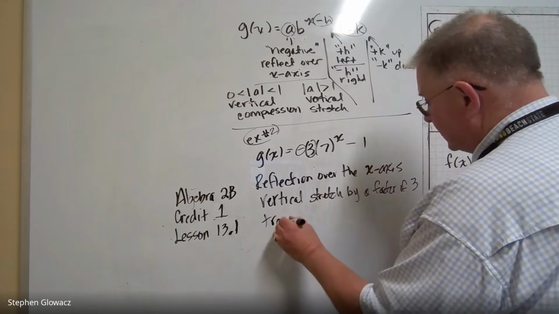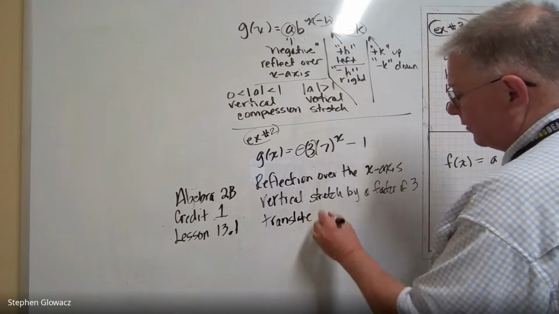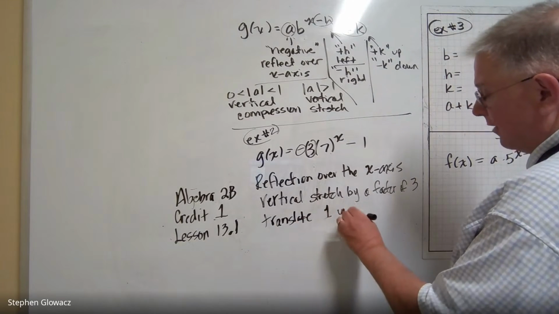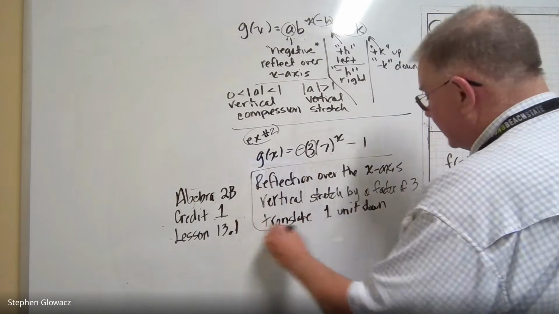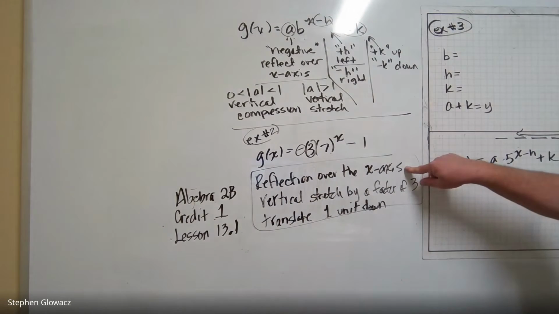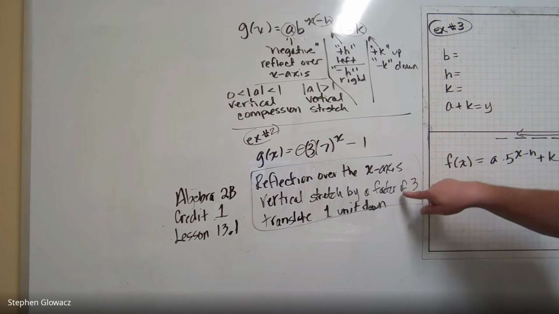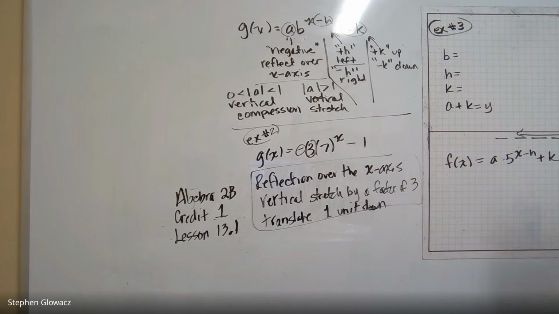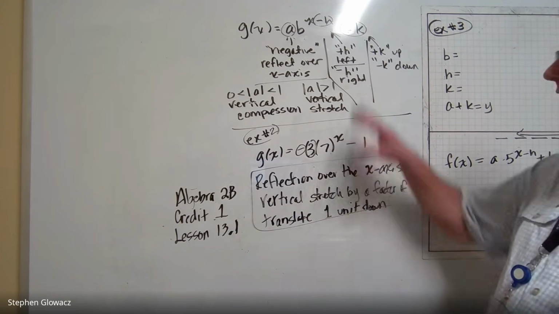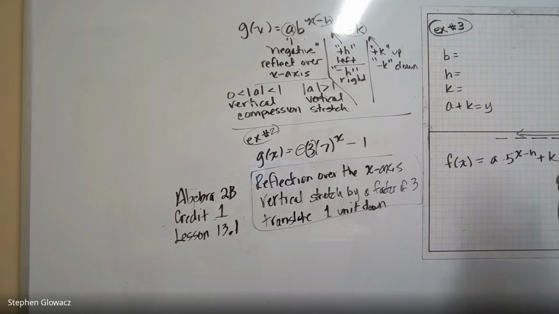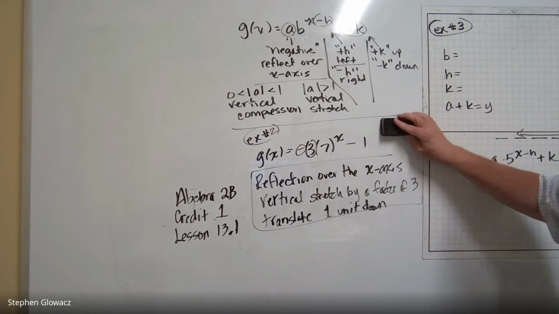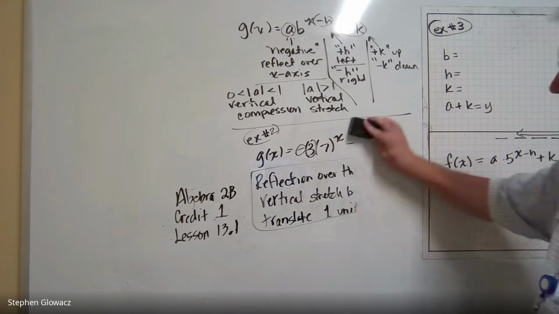Translate down 1 unit, or 1 unit down, however you want to say that, either way is acceptable. And that's it. Those are the three transformations: reflection over the x-axis, vertical stretch by a factor of 3, and translating the graph 1 unit down. And again, pause, rewind, study the rules here. But right now, if you want to pause, now would be a good time, because we're going to shift over to the graph. No pun intended.